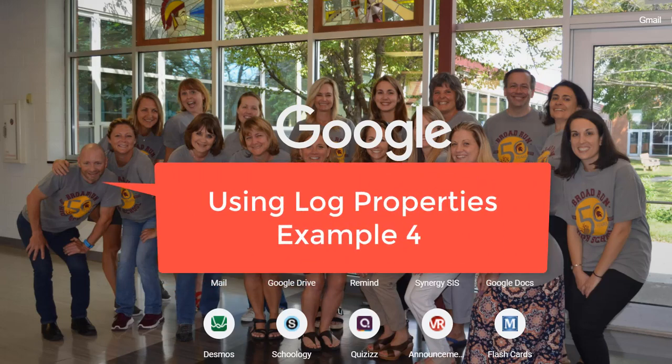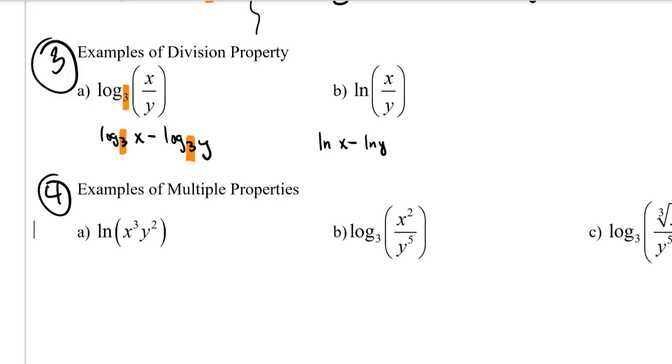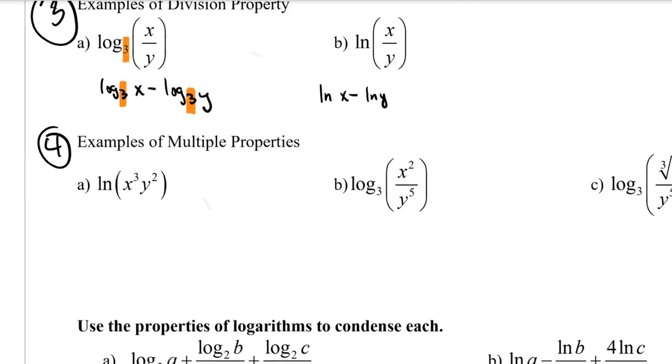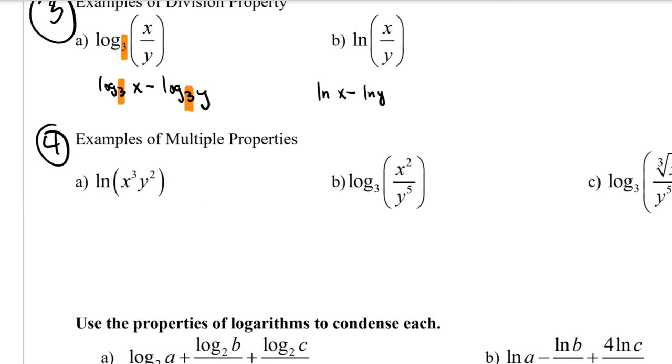That's right, Mr. Muscarella coming at you, and we're going to take a look at expanding, and we're going to put all of the properties together in this video. So we're going to take a look at all three properties, the exponent property, multiplying, and dividing property. So let's go ahead and take a look at these three problems here for using properties of logs.